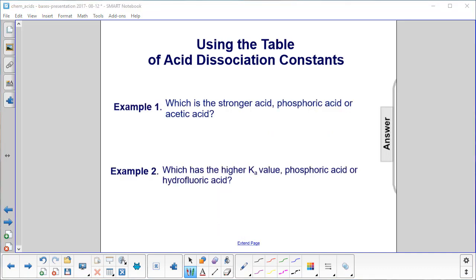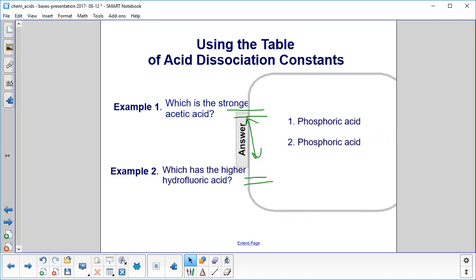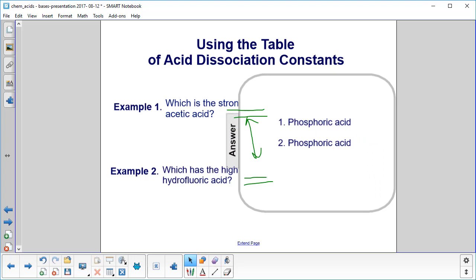A couple of examples for you to work. One, which is the stronger acid, phosphoric acid or acetic acid, and which has the higher acid dissociation constant, phosphoric acid or hydrofluoric acid. We're actually asking the same thing here. So the stronger acid has the higher acid dissociation constant. So go back and look at the table and come on back. You can pause this and we'll pull the answer out in a second. And here we go. In both cases, phosphoric acid is the answer.